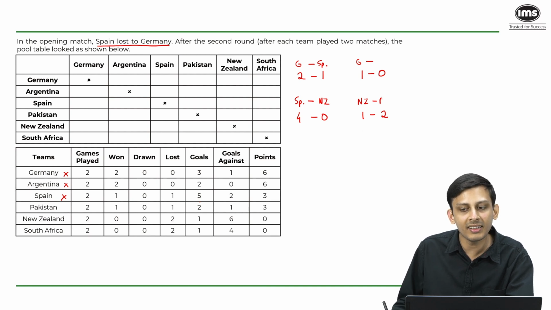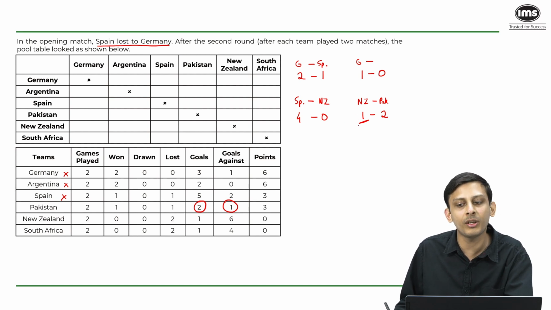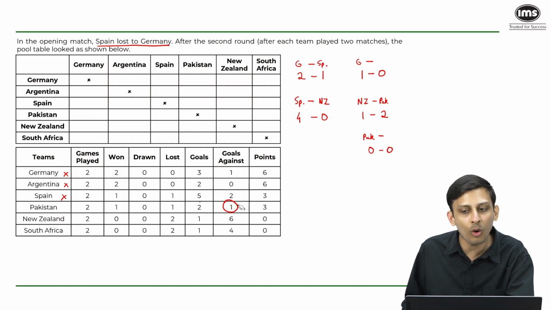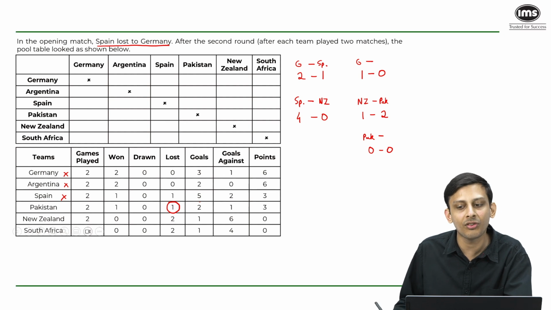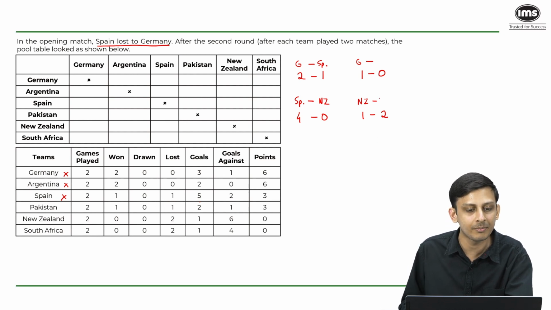See, if I put Pakistan here, then Pakistan is scoring 2 goals. Both of the 2 goals will be here. And Pakistan is conceding 1 goal. That 1 goal will be here. Which means in its other match, Pakistan's result will be 0-0. The other match that Pakistan will be playing will be 0-0 because 2-1 we already have here. But that will be inconsistent because Pakistan is also losing a match. No one is drawing a match. Therefore, this cannot be Pakistan also that New Zealand is playing against.